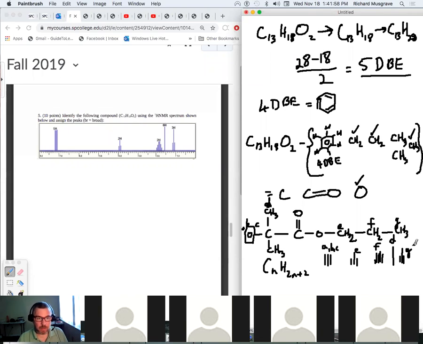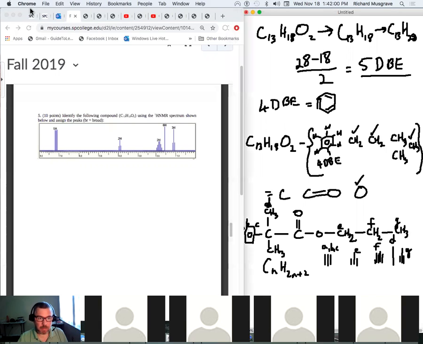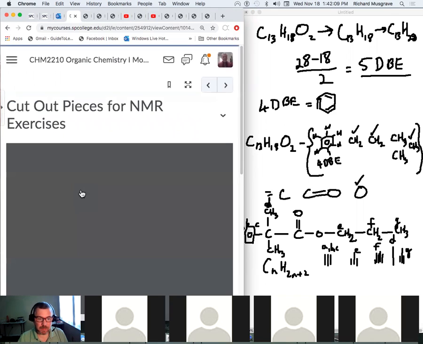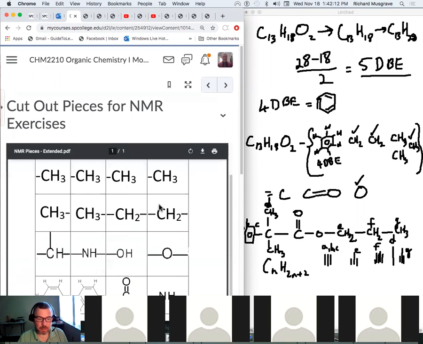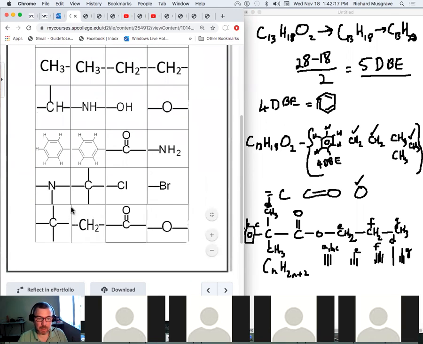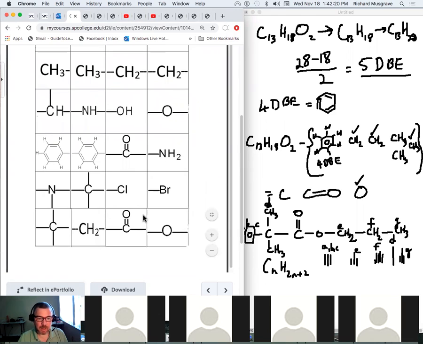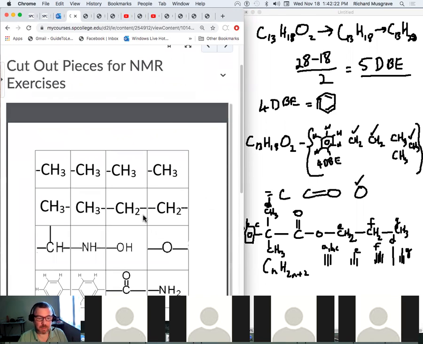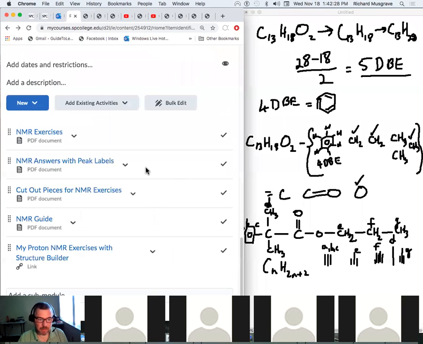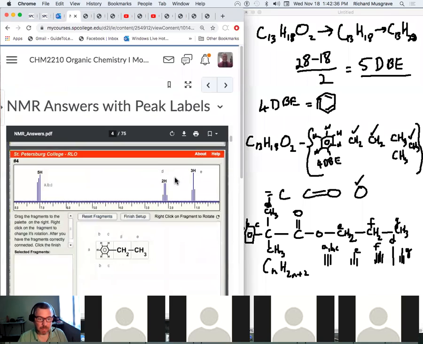Now, for another thing here, I'll just point this out, maybe last thing before we adjourn. I've got these cut out pieces for NMR, so this is probably a good way to practice it. You can print this page out as many times as you like, and then cut these pieces out and use that to help you figure out the structure. It's not on the test, but when you're practicing it. And then I've actually got the answers to all these NMRs as a PDF document as well, with the peak labels.